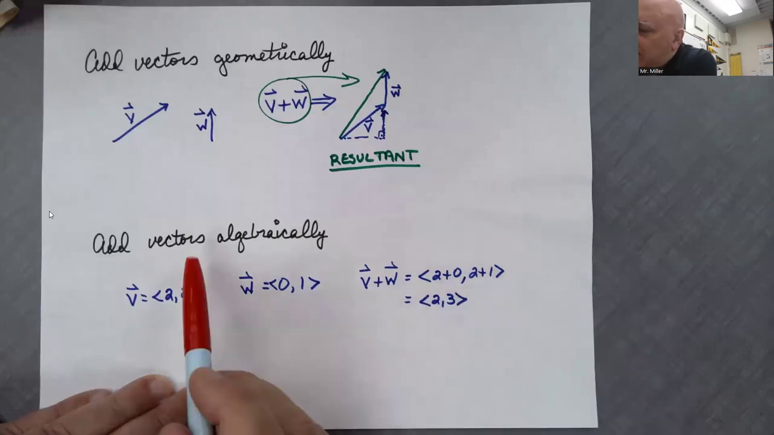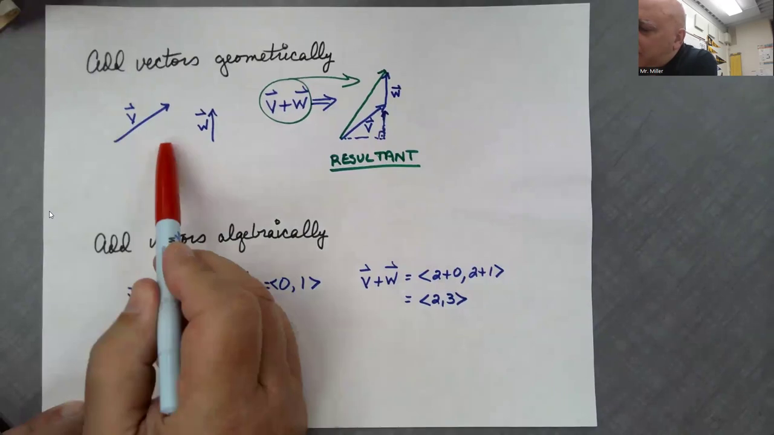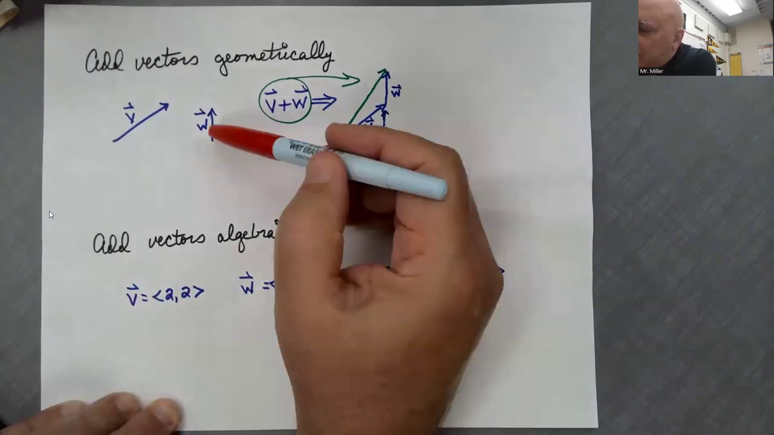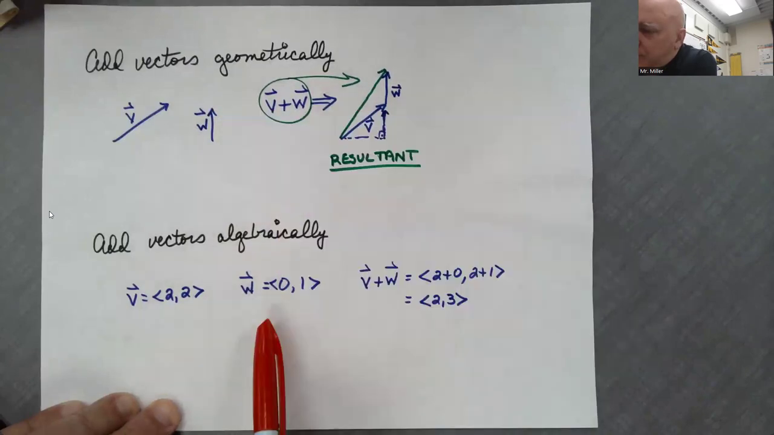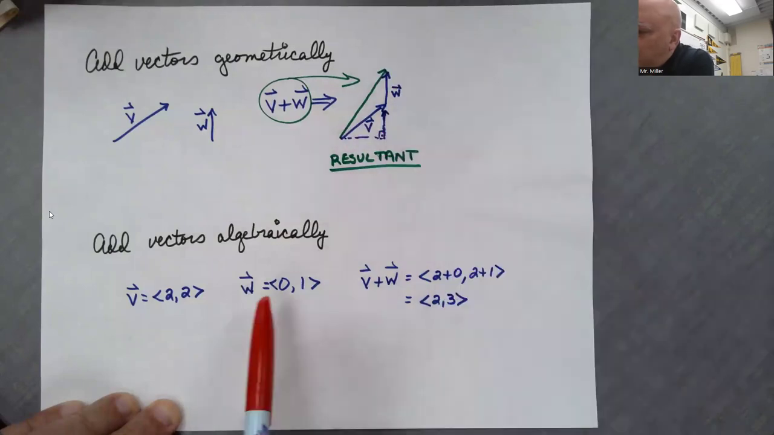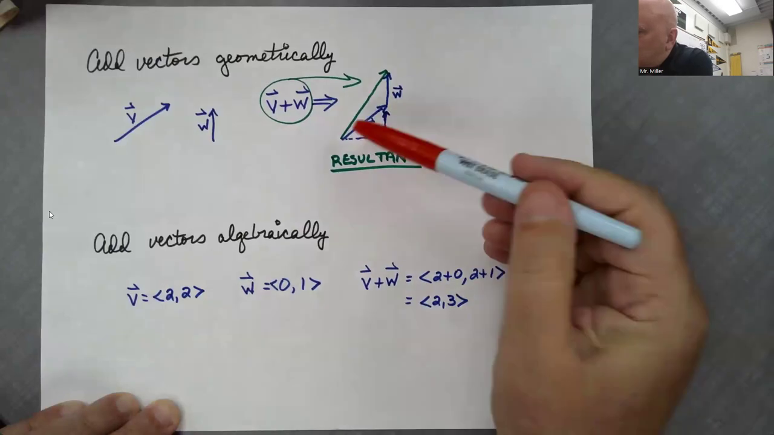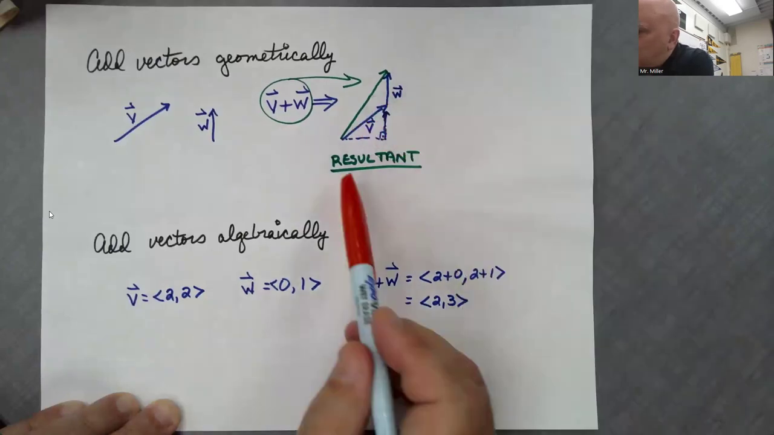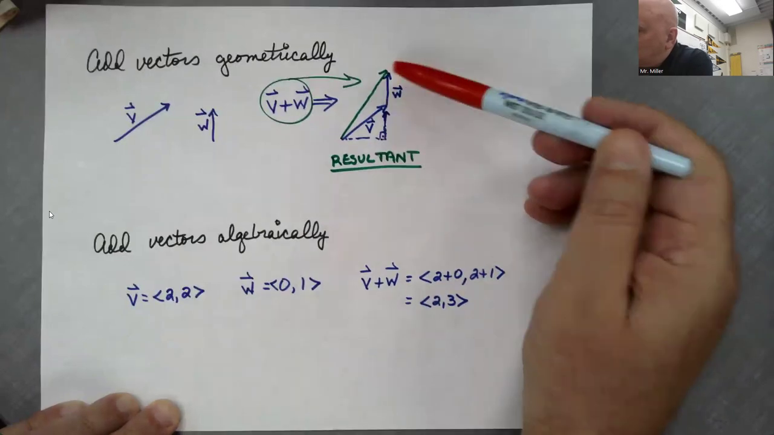Now let's just say that vector V happens to be two right and two up, and W happens to be zero right and one up. Then what is this green vector if we add them together? Well, we add their horizontal parts, we add their vertical parts, and that's the green resultant vector. We went 2 units to the right, and 2 plus 1 is 3 units up.